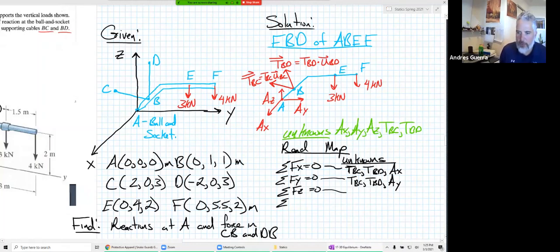So let's move on to sum of forces in the Z. We'd have also a TBC and a TBD because those have a Z component, and an AZ in there. So now I've got 3 equations, but I have all 5 of my unknowns. And so there's no way I can manipulate 3 equations to solve for 5 unknowns. So let's move on to our other options.